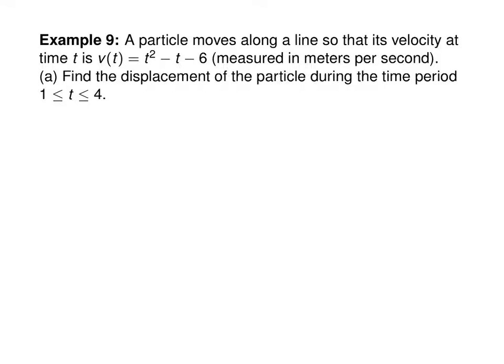All right, so a particle moves along the line, so its velocity is this. Find the displacement of the particle during the time period. I'm gonna just tell you how to set this up and tell you what the answer is, because the details for this one are just really ugly.